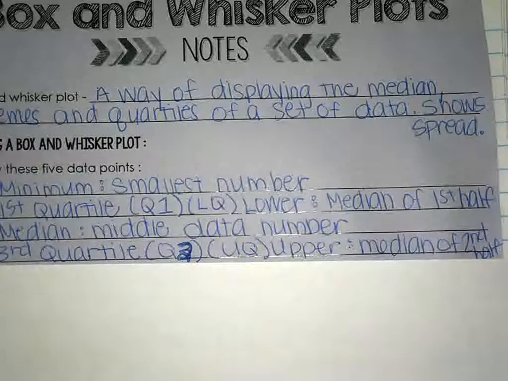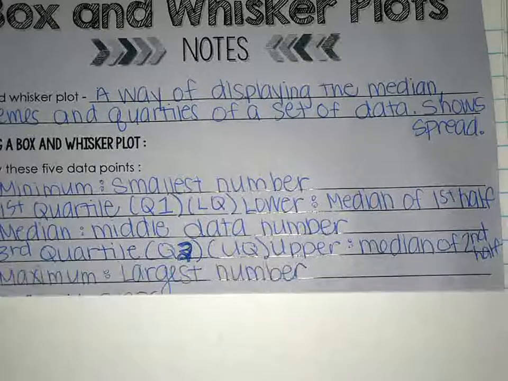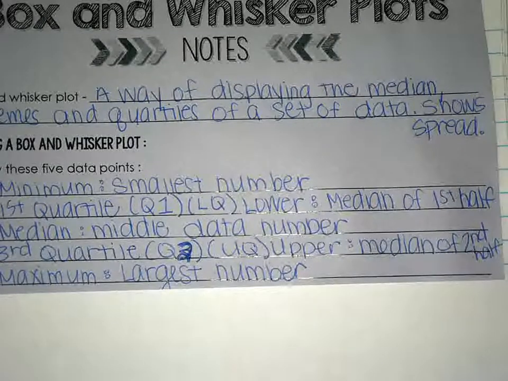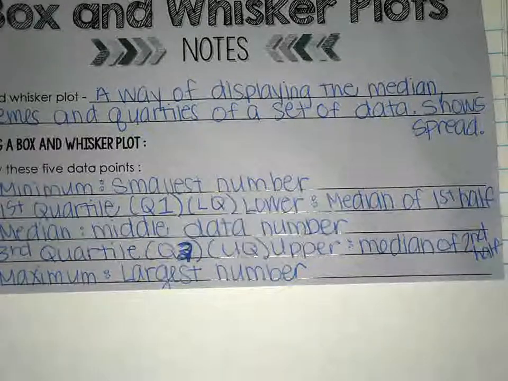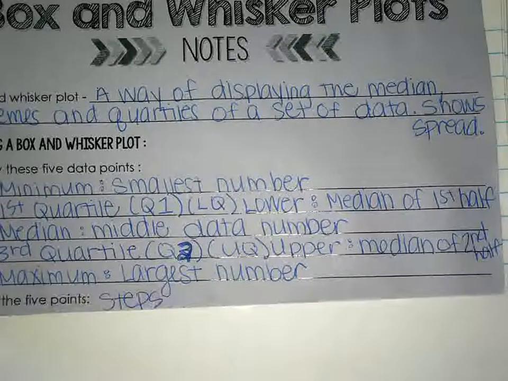So Q1, median of the first half, Q3, median of the second half, and then you have your median of the entire set of data. Lastly, your final number you need is the maximum. The maximum is your largest number. Just like minimum is your smallest, maximum is your largest. So those are the 5 numbers which you need in order to create a box and whisker plot. If you need to, pause the video so you can get that all written down.